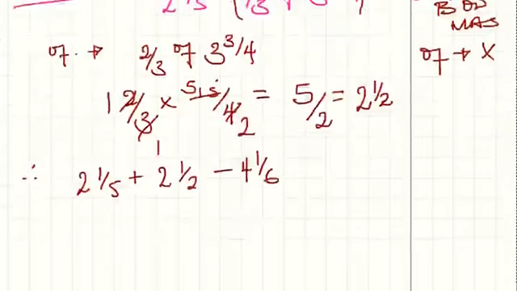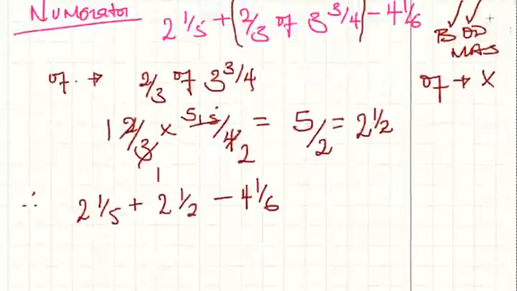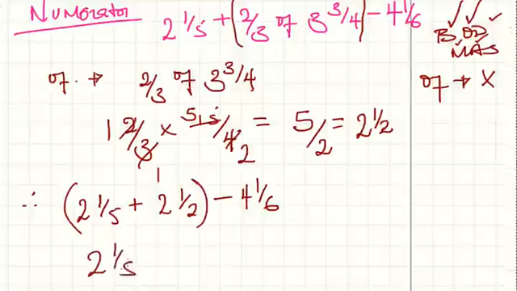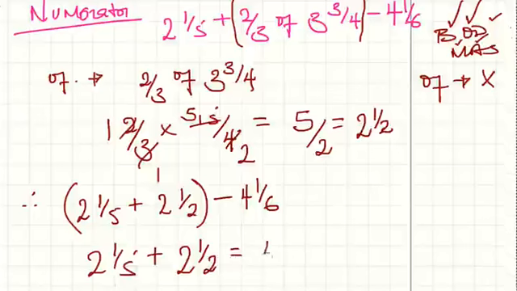We move on with BODMAS. We don't have division. We don't have multiplication. We have addition, which is next. So adding, we'll now add 2 1/5 plus 2 1/2. When adding this, start with the whole numbers, which are 2 and 2. So 2 plus 2 is 4.